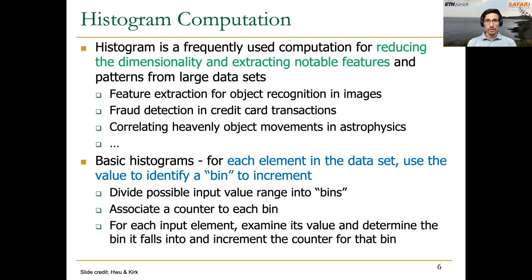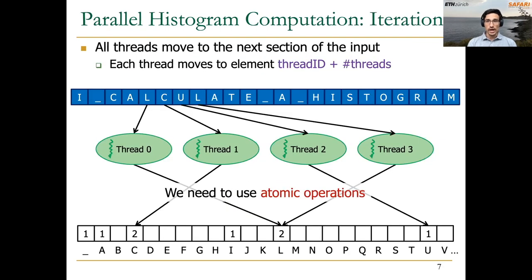The next parallel pattern that we covered is histogram computation, a frequently used primitive for reducing the dimensionality and extracting notable features of the data sets. We discuss histogramming and where we can find it, typically in image and video processing. Remember that what we do in histogram is access the input data, and based on the value that we read from the input data, we update one bin or counter in the output histogram. We have to be careful and avoid data races in parallel implementations, for example, on GPU. To do so, we have to use atomic operations.